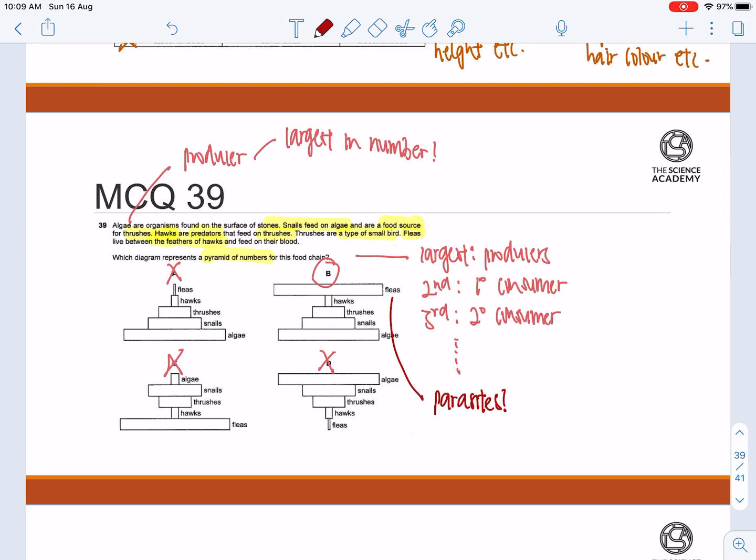Sometimes there are different variations in the pyramid of numbers for a food chain. So do keep a lookout whenever you see different terms. Fleas are parasites, hence the answer will be option B.